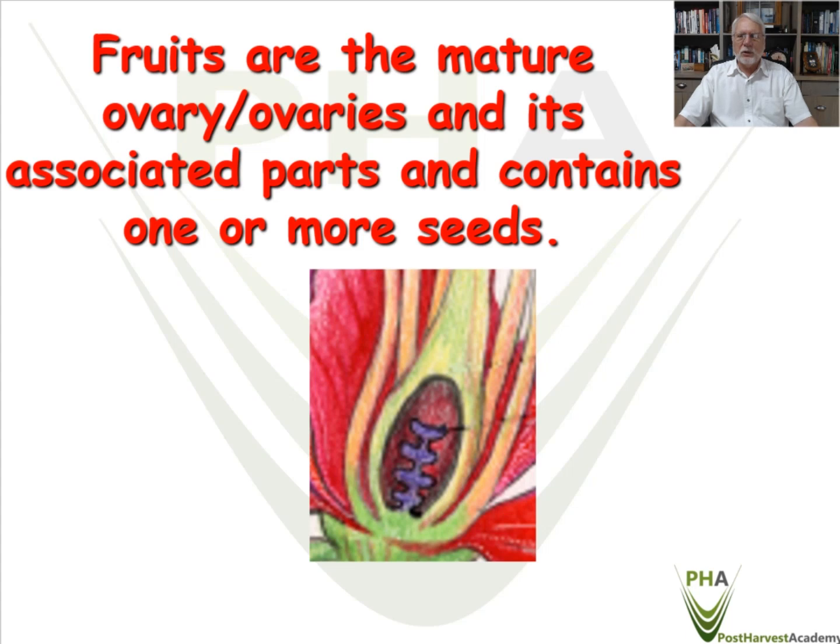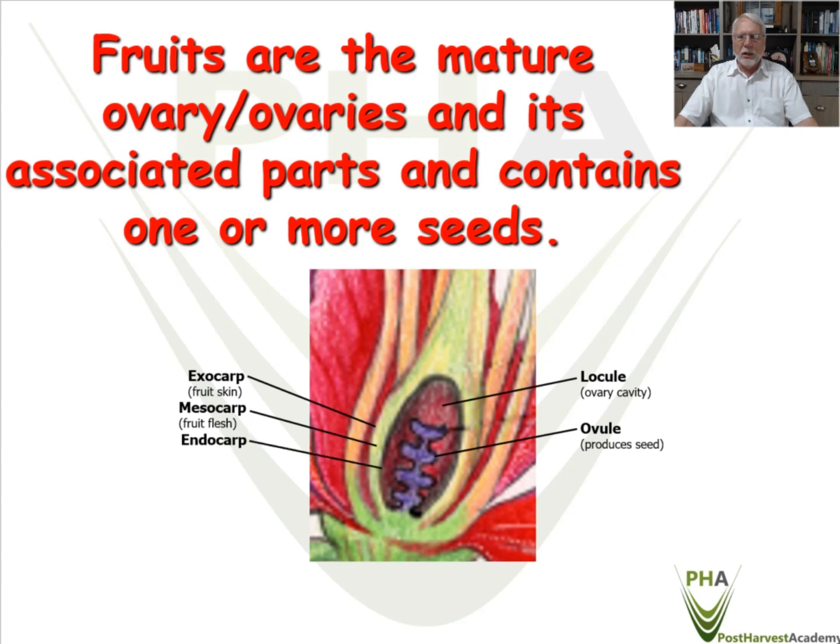Botanically speaking, a fruit is a mature ovary and its associated parts that comes from a flower and contains one or more seeds. The ovary consists of one or more locules or ovary cavities. The locules contain the ovules that produce the seed after fertilization. The ovary wall consists of 3 layers: the exocarp or outer layer, the mesocarp or middle layer, and the endocarp or inner layer that lines the locules. Together these layers form the pericarp.